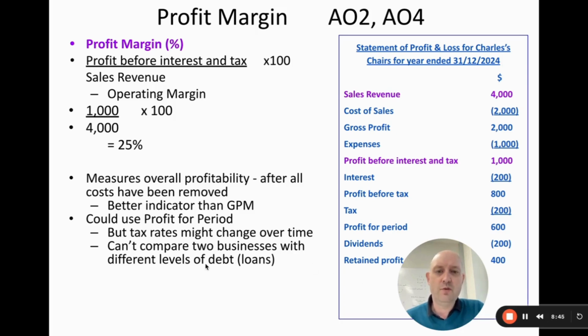And also, because we need to minus interest as well, two different businesses might have two different levels of debt. One might be more focused on share capital and one might be more focused on loan capital. So the interest numbers would be very different. So the better ratio we tend to use is the profit before interest and tax.